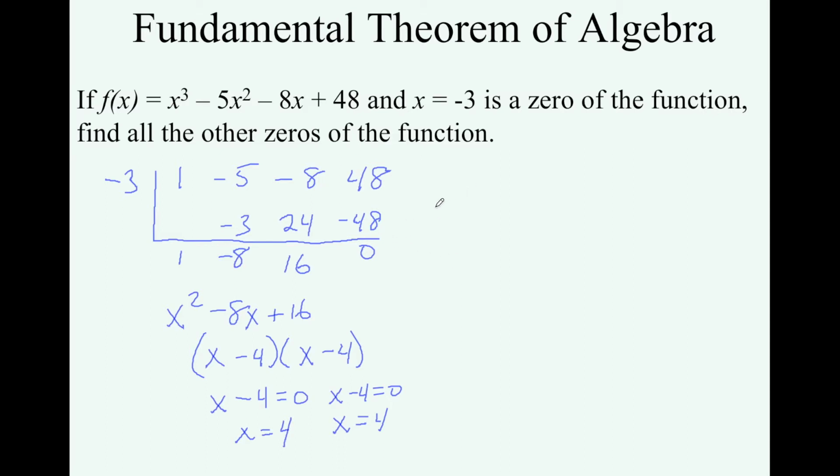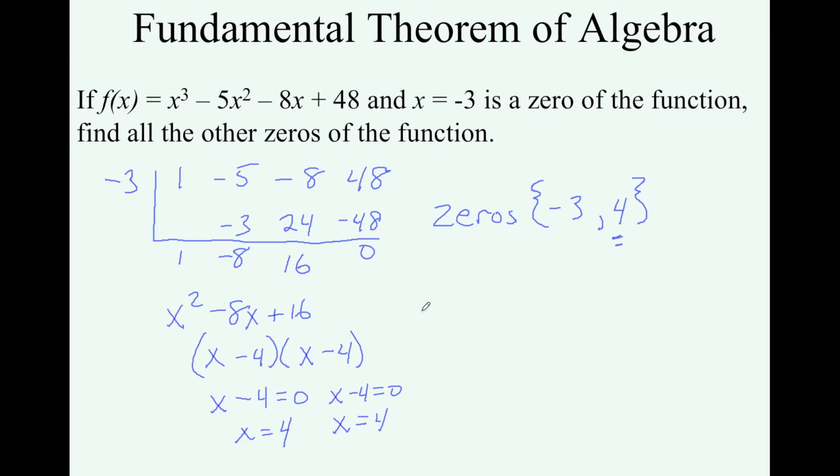So what are the zeros? Well, my zeros for this function are negative 3 and 4. So this function only has two distinct solutions, negative 3 and 4, although 4 happens 2 times.